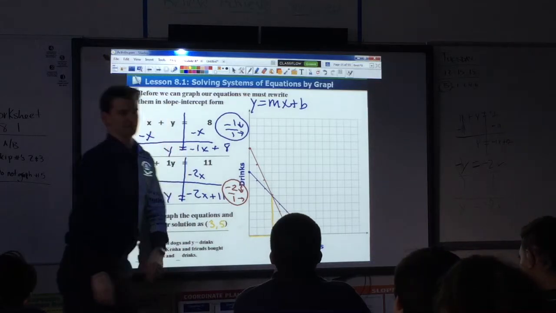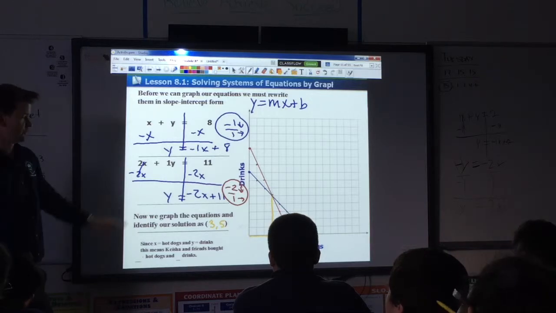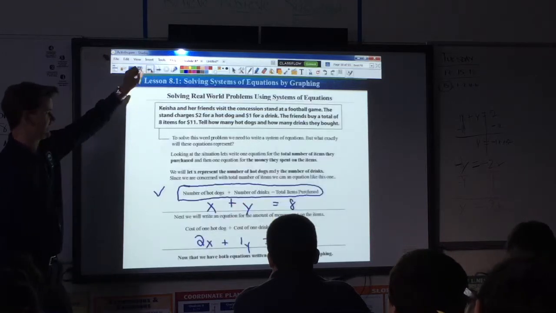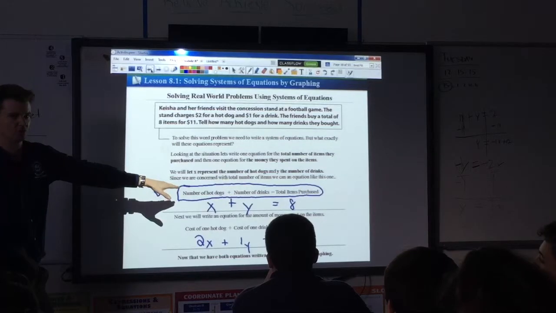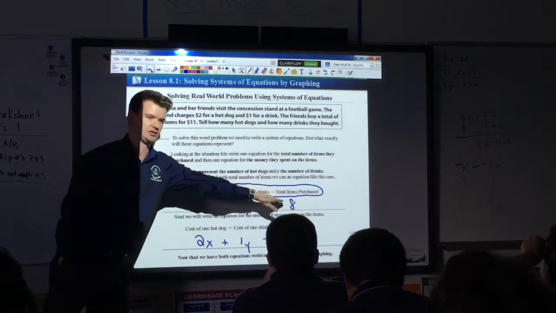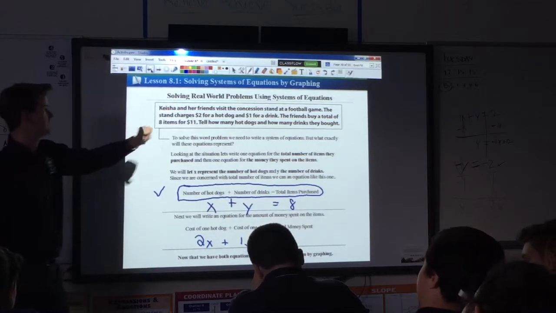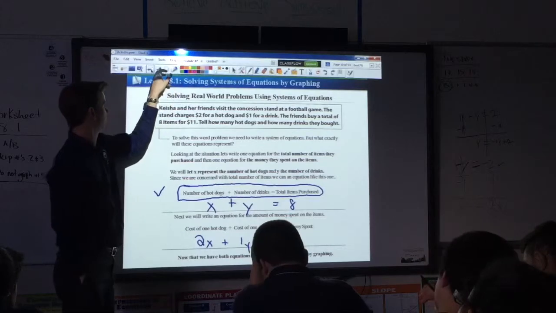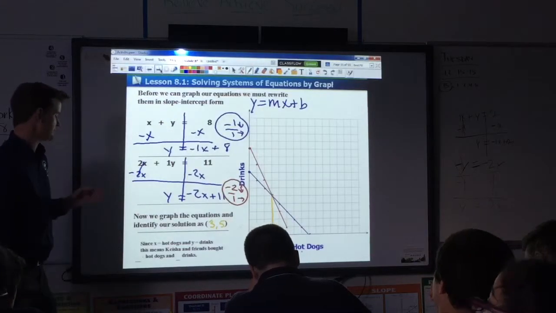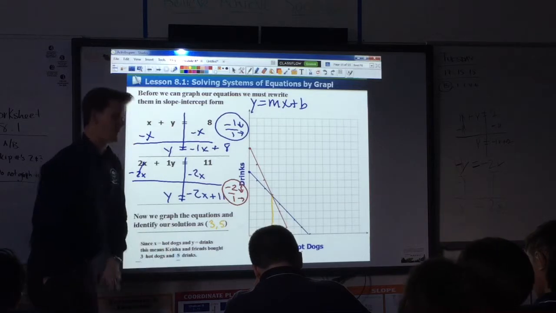Do you know why that answer makes sense? Well, go back a second. How many items did they buy in total? 8. They bought 8. So 3 plus 5 should equal 8. If you got something else like 2, comma 7, that would be 9, and that would be wrong. So the answer in the context of this problem means that X is hot dogs, Y is drinks. They bought 3 hot dogs, 5 drinks.